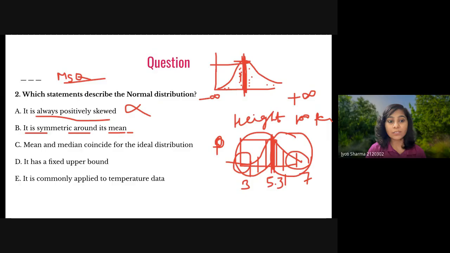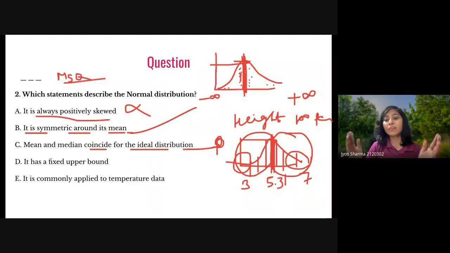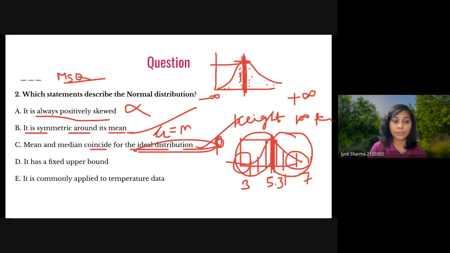So it is symmetrical around its mean, and mean and median coincide for the ideal distribution. If it is perfectly symmetric, then your mean and median values will be equal. So this is also correct. It has a fixed upper bound. No, it can go up to positive infinity. And if it is going up to infinity, then this is not a fixed upper bound. So this is again the wrong one.